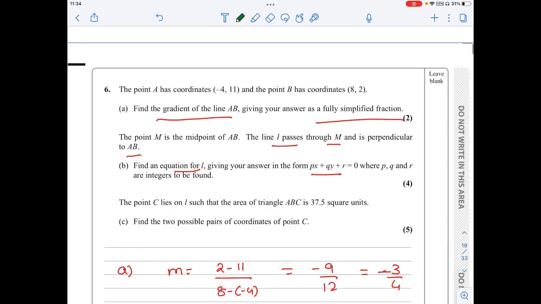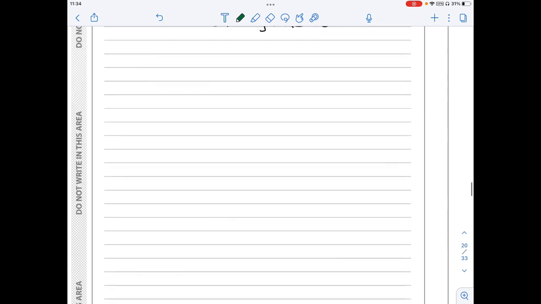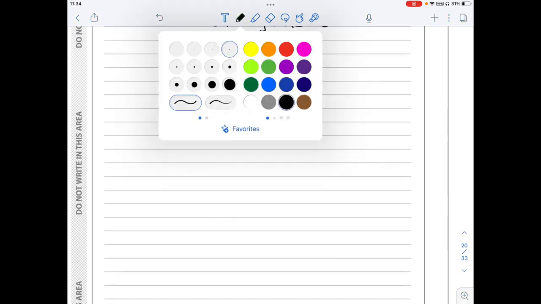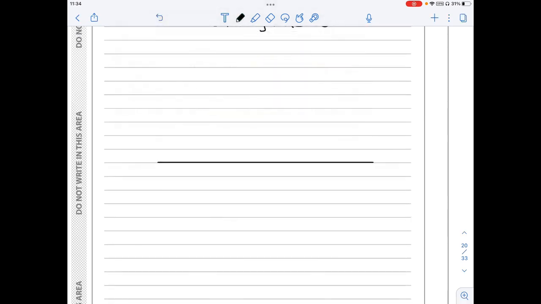Coming to part C, the point C lies on L such that the area of the triangle ABC is 37.5. Find the two possible pairs of coordinates of C. So what I'm going to do is draw a rough diagram or a sketch of the coordinates. A is negative 4 and 11, so it may be somewhere over here. B is 8 comma 2, so B can be over there.